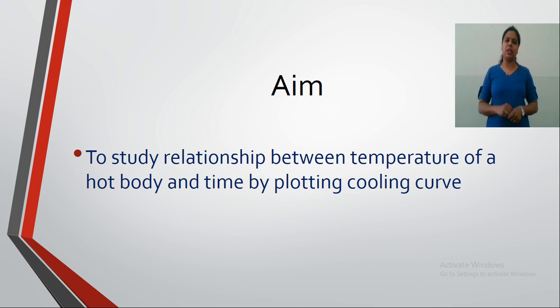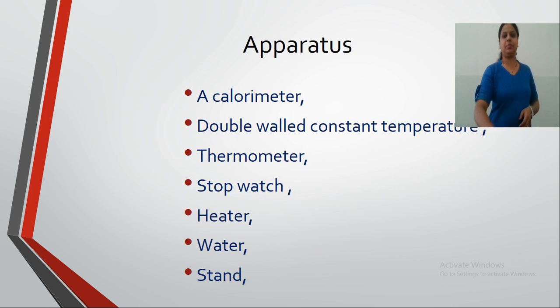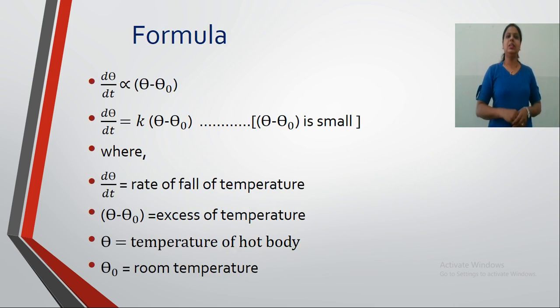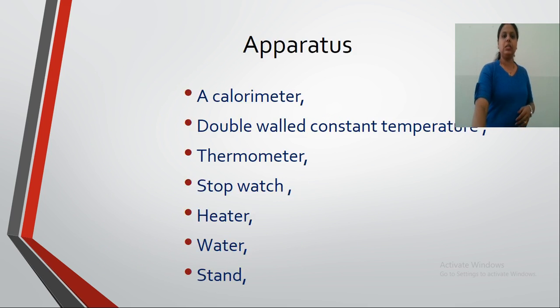Newton's law of cooling is just a simple law that states that the rate of fall of temperature is directly proportional to the excess of temperature. Now this d theta by dt can be called the rate of fall of temperature, and theta minus theta 0 is the excess of temperature. One by one we will see what is meant by theta, what is meant by theta 0, and how to calculate it.